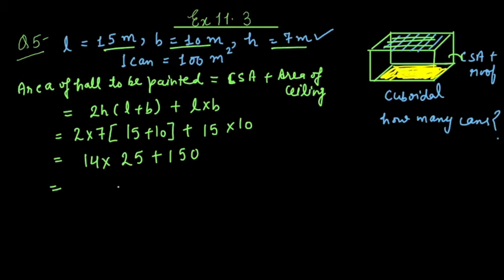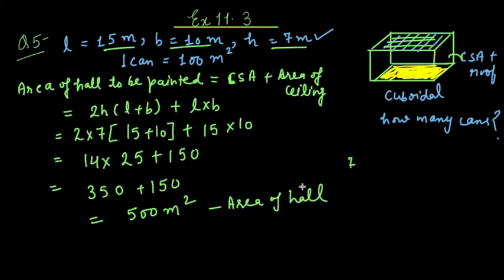Now multiply it. 14 fives are 70, 14 twos are 28. 28 plus 7 is 35, plus 150, and this comes out to be 500 meters square. So this much is the area of the hall which he has to paint. But the question is how many cans will be required. If I divide the total area by the area he paints in one can, 100, you will get the number of cans.